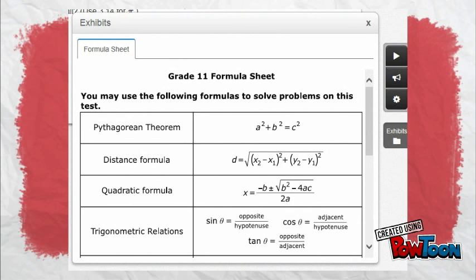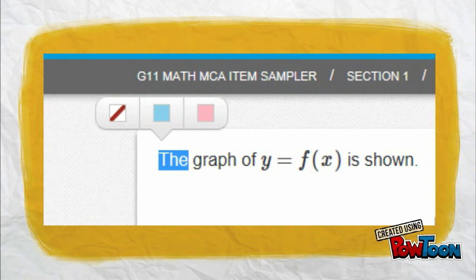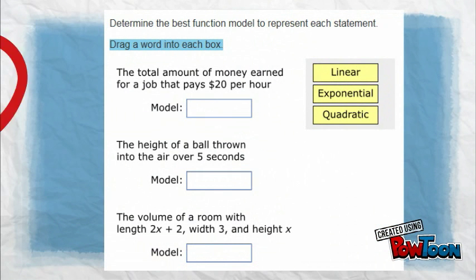The final button on the right-hand side, entitled Exhibit, is the formula sheet you are able to use for the test. Another helpful feature is the highlighter. By clicking and dragging your mouse over the words in the problem, you can choose to highlight portions to help them stand out. In the test, they will give you problems where you are asked to drag and drop.